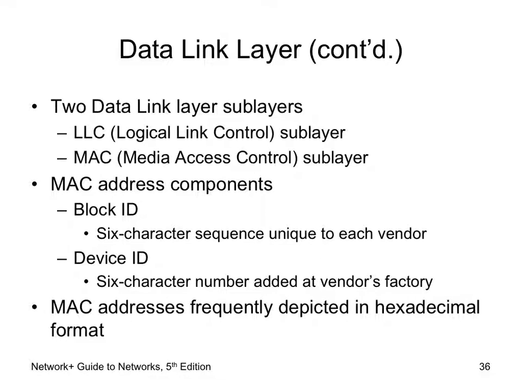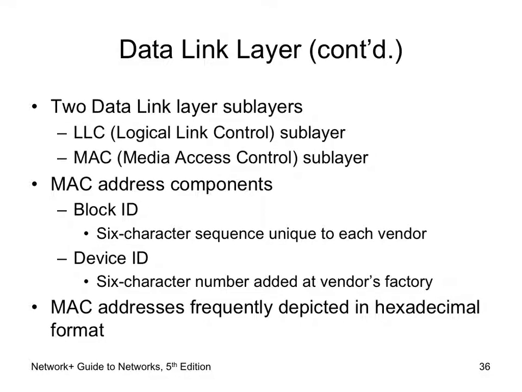So the two data link layers are, one is called the LLC, the logical link control layer, and the other is the MAC, the media access control layer. The MAC address components, by the way, every NIC card has them, and you'll see it in just a second, has a MAC address, whether it be a phone, a desktop, laptop, tablet. It's a block ID and it's a device ID. The block ID of a MAC address is a 6-character sequence unique to the vendor. A vendor would be like 3Com, that's a popular NIC provider that creates NIC cards.